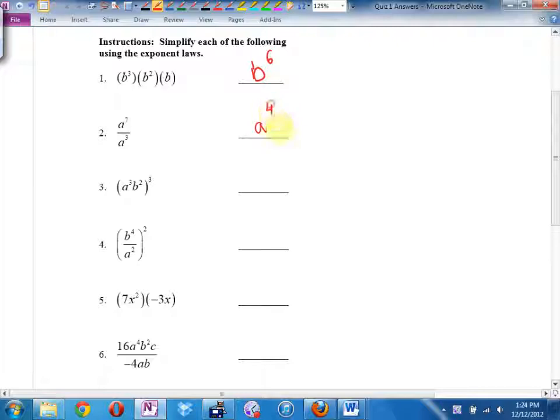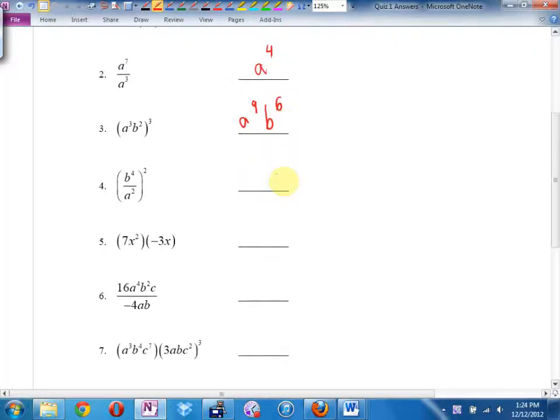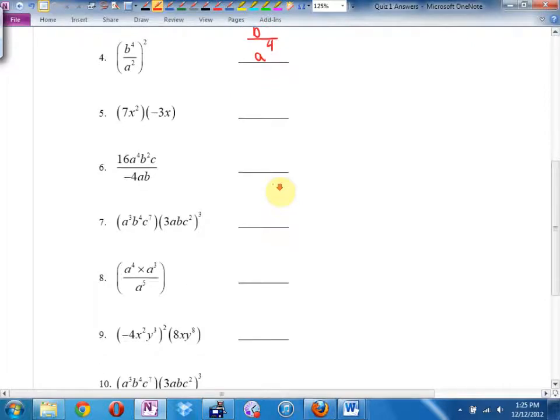A to the 4th? A to the 9th? B to the 6th? Power to a power? B to the 8th over A to the 4th. Number 5, negative 21x cubed.